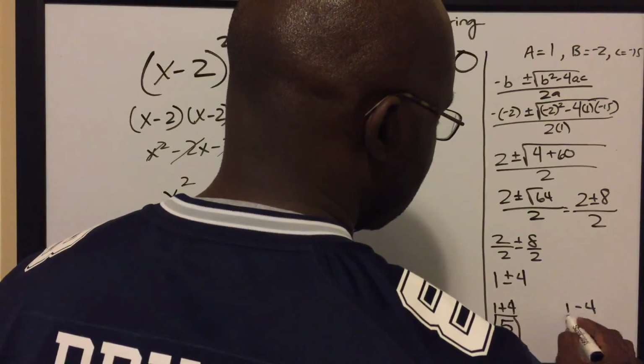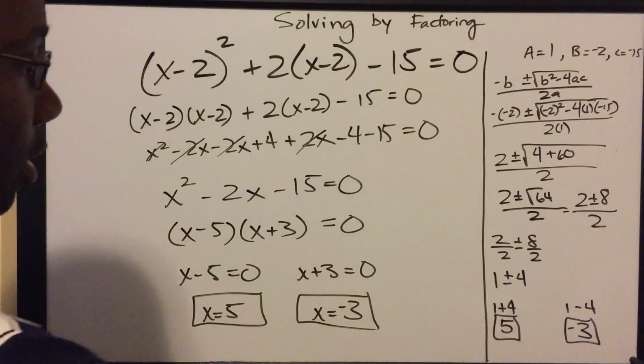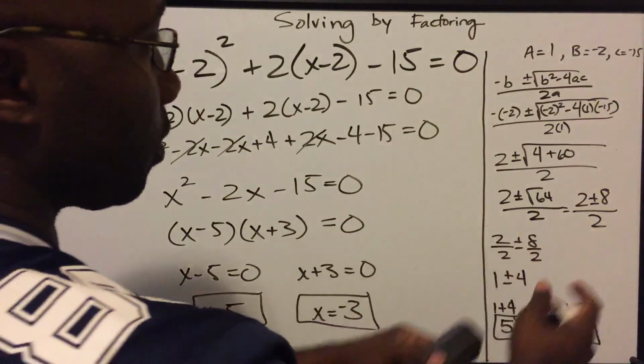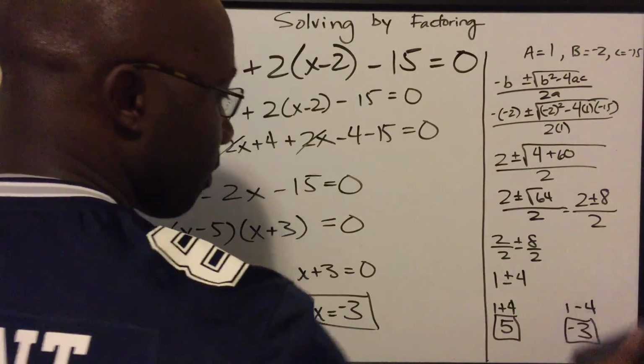So we get the same exact thing, the 5 and the minus 3. So it's two different ways of solving it. You can do it this way or this way, whichever way you feel more comfortable with. So that's solving by factoring right there. All right, I'm going to erase this now.